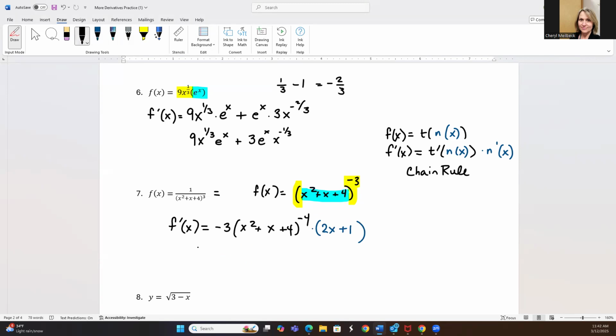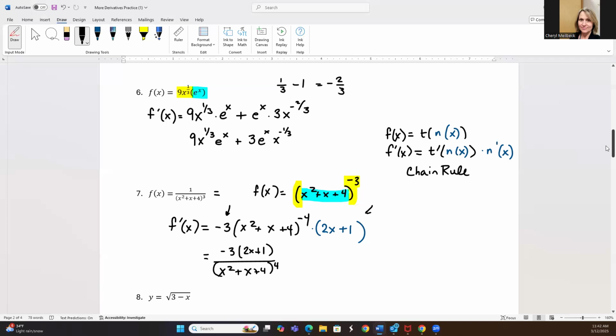Cleaning this up, we might want to write, let's see. So this negative 3 is in the numerator, and this 2x plus 1 is in the numerator. But this x squared plus x plus 4 really should be moved to the denominator because it's a negative 4. So we're going to write this answer as negative 3 times 2x plus 1 over x squared plus x plus 4. And then once we move this to the denominator, it becomes the positive 4 exponent.